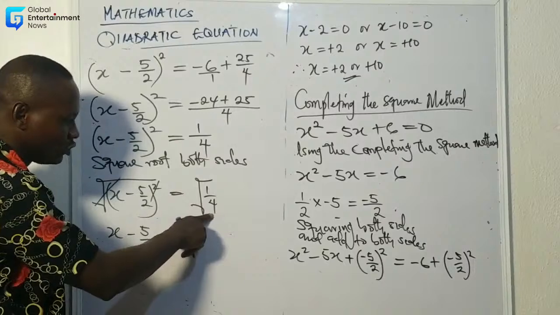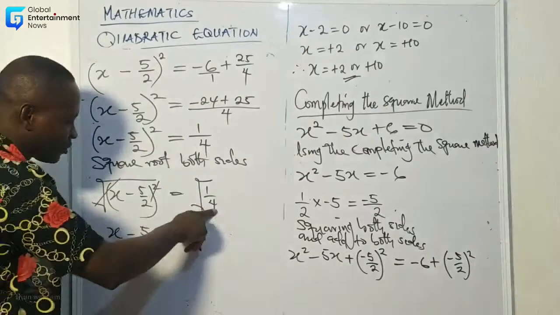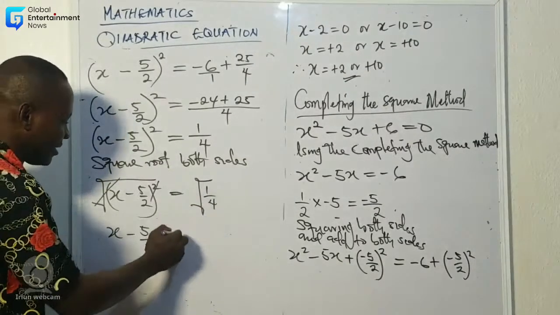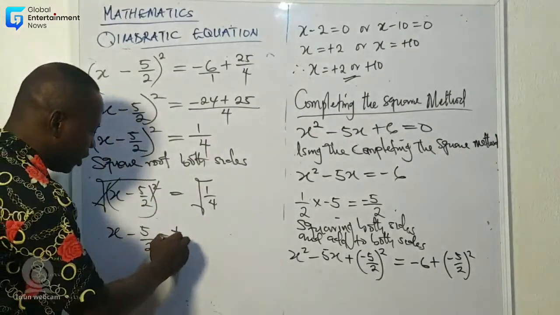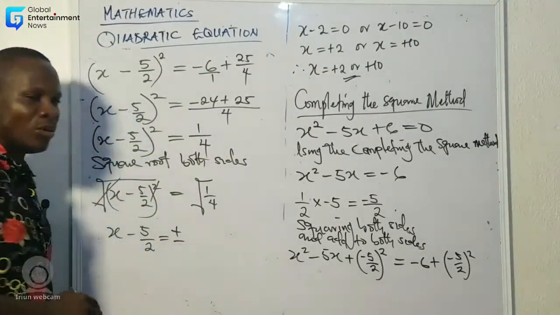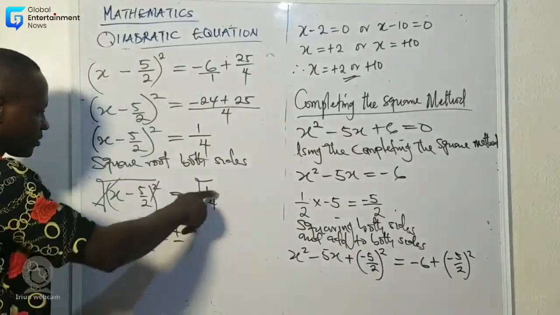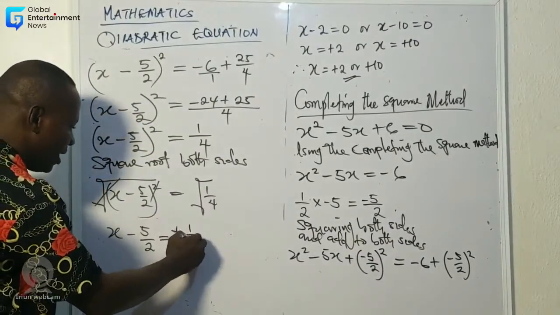1 all over 2. You know the square root of 1 is 1. The square root of 4 is what? Is 2. But before that, remember, under completing the square method and formula method, you will always put plus or what? Or minus. So this is plus or minus. What do we have? 1 all over 2.